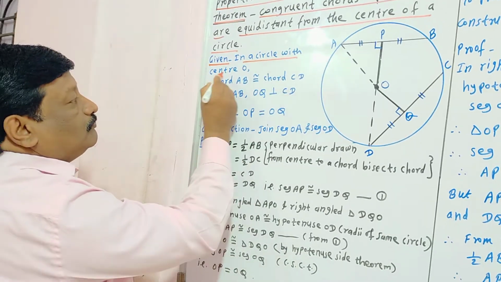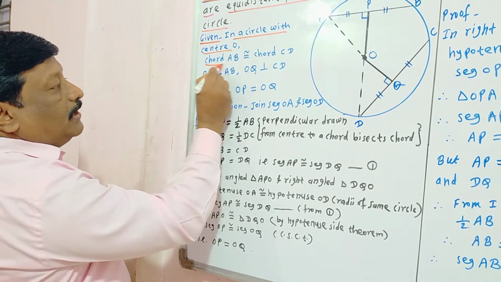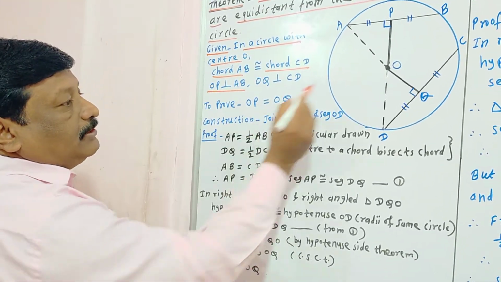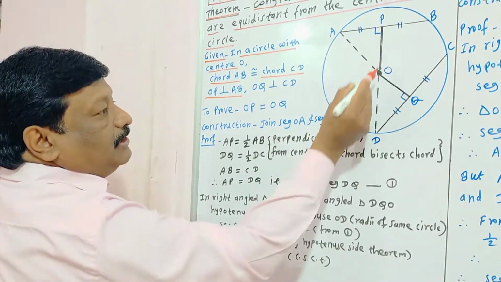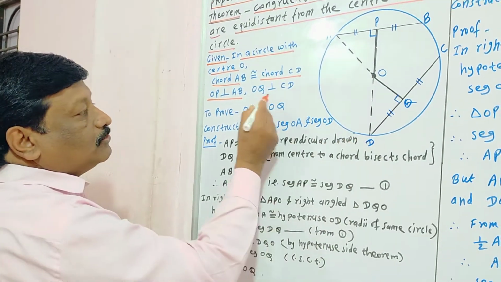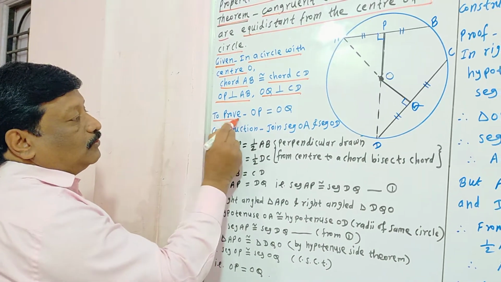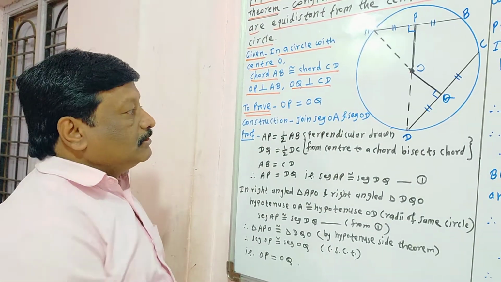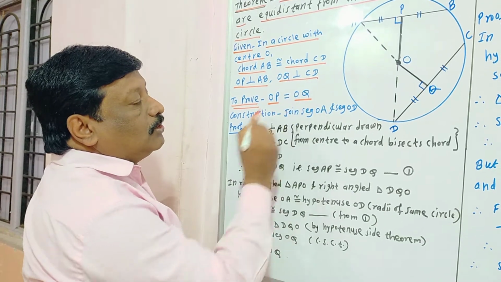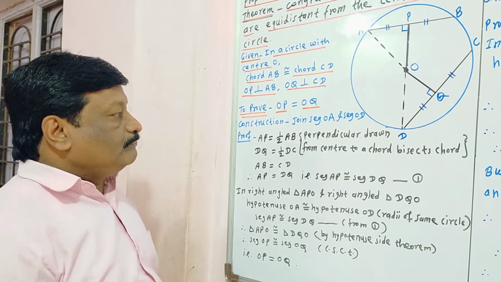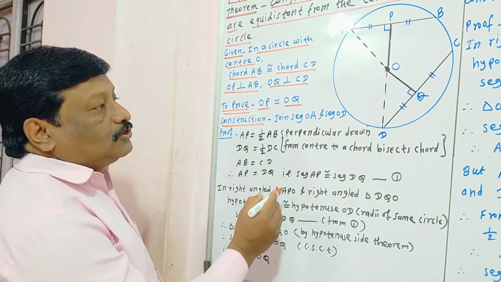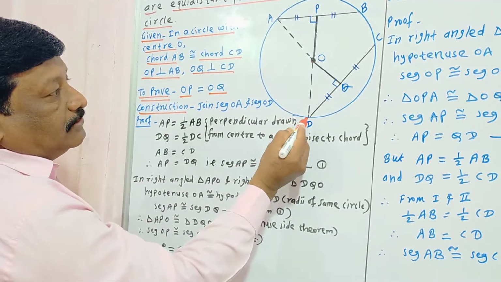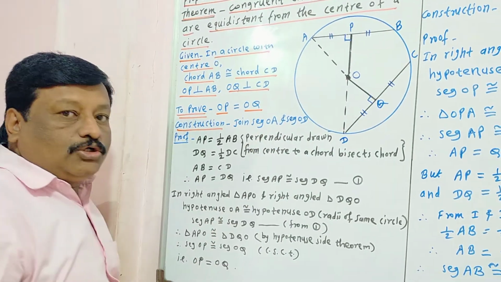In a circle with center O, chord AB is congruent to chord CD. OP is perpendicular to AB and OQ is perpendicular to CD. Then to prove: these two chords are equidistant from the center, means OP equal to OQ. This we have to prove. Now the construction is: draw seg OA and seg OD. Here these two are shown by dotted lines.